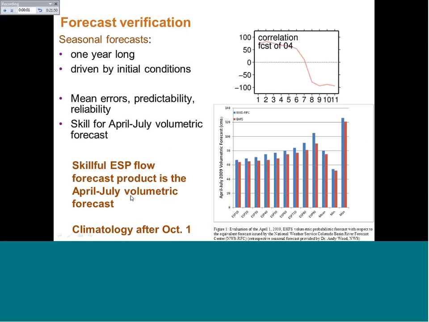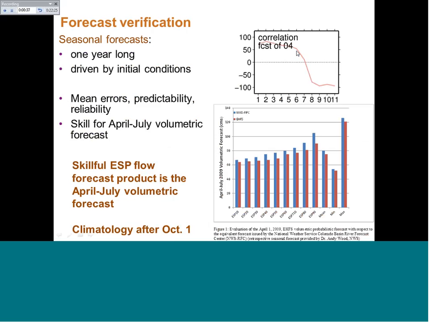But as we are providing them, I mentioned that we are also checking on the skill of those forecasts. First, I'm going into the forecast verification of the seasonal forecast, which is driven by initial conditions. There are different skills that we are looking at: the mean errors, predictability, and reliability. In this case, I'm showing the correlation, the predictability of our monthly flow forecast, for forecasts issued in April, with lead times of month 1, 2, 3, 4.